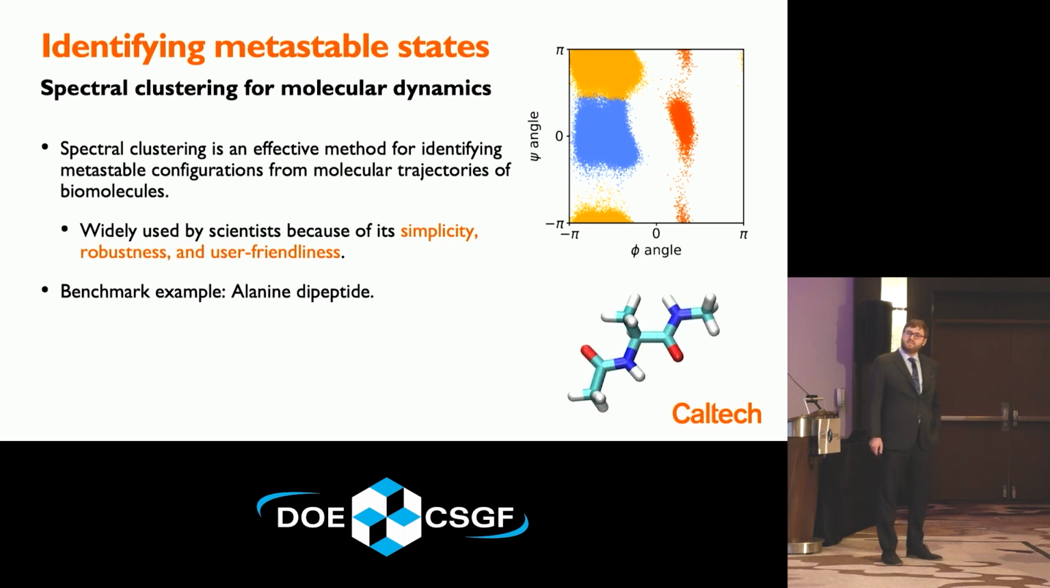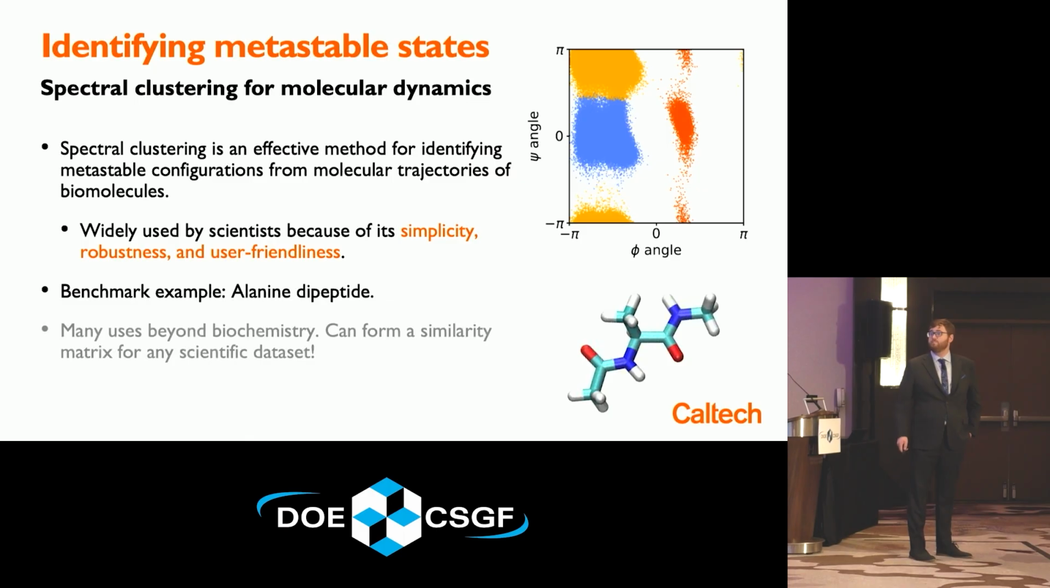All right, and so this approach is widely used, but kind of the hello world first example that you would test out on is this alanine dipeptide molecule. It's a tiny little molecule by the standards of modern computational biochemistry. But you can apply spectral clustering to MD simulation data, and you get a nice plot like this. And so we see we've identified a number of different metastable configurations. All right, and there are many uses of spectral clustering beyond biochemistry. So if you have any scientific data set of n items, you can use spectral clustering to group them into scientifically relevant groupings.